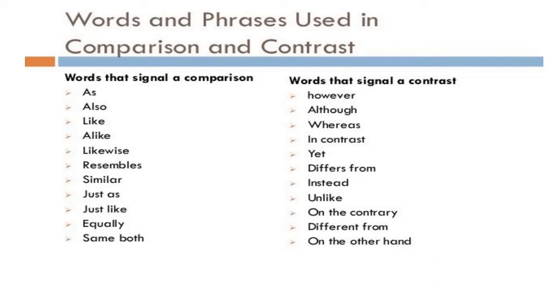Please read with me. Words that signal comparison or similarities, such as, also, like, alike, likewise, resembles, similar, just as, just like, equally, same. Some words that signal contrast or differences are however, although, whereas, in contrast, yet, differs from, instead, unlike, on the contrary, different from, and on the other hand.